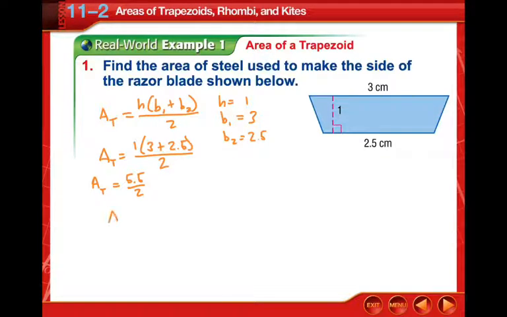And 5.5 divided by 2 gets us our area of our trapezoid. Our unit is centimeters, and it is going to be 2.75 square centimeters, or centimeters squared. So that's all we need to find: the area of steel used to make the side of the razor blade there. Very tiny.